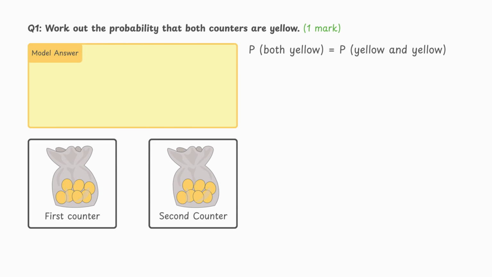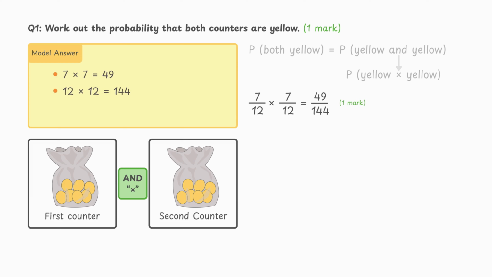This is the probability of yellow and yellow, so we use the AND rule. The probability of yellow is 7 out of 12, so we multiply 7 over 12 by 7 over 12. It gives 49 over 144. So the probability that both counters are yellow is 49 over 144.